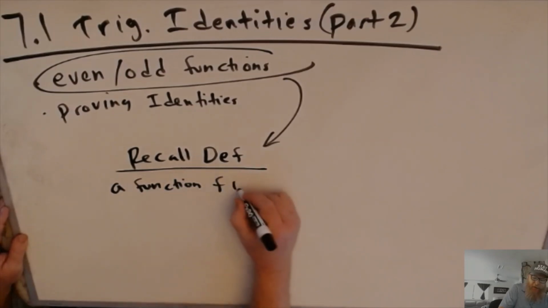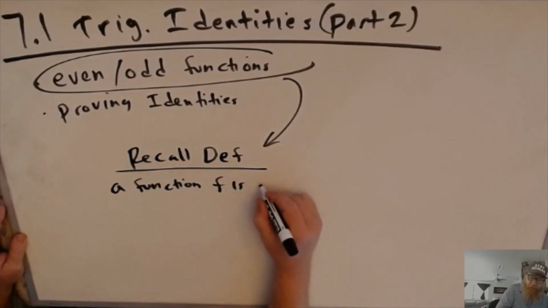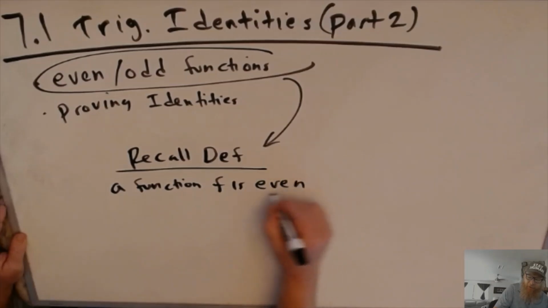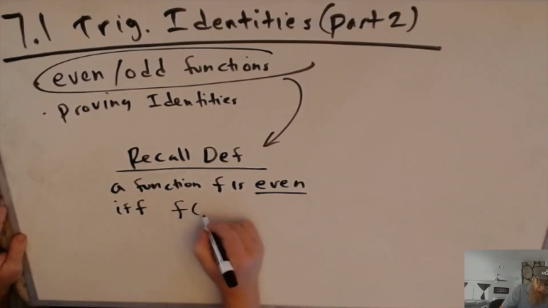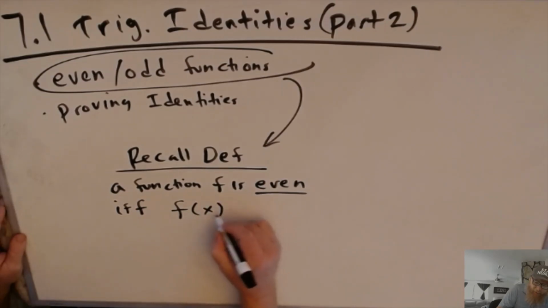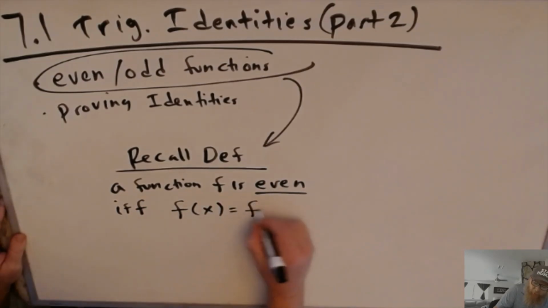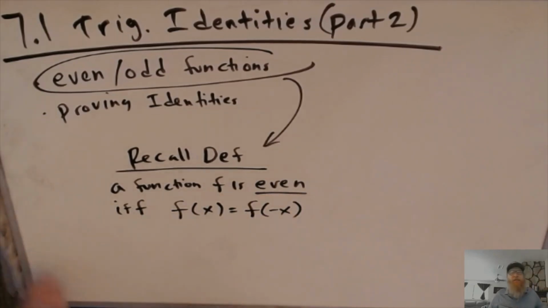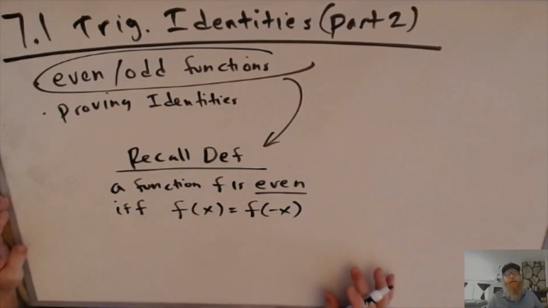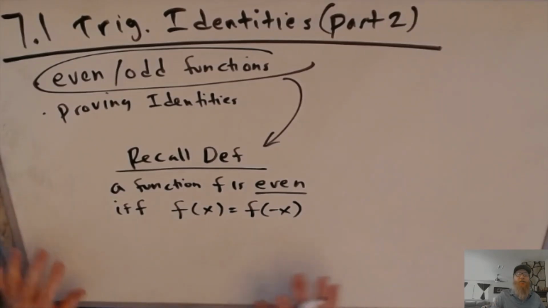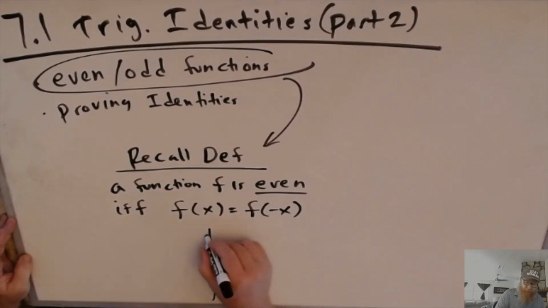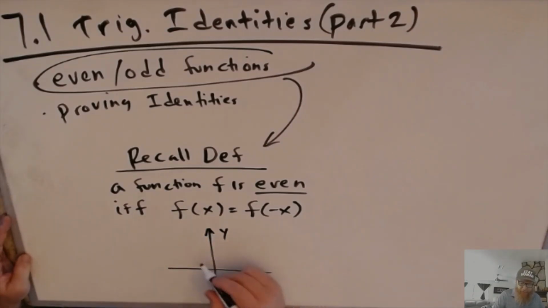A function f is called even if and only if f of x is equal to f of negative x. That's what it means to be an even function. Essentially it means that the graph is symmetric about the y-axis.